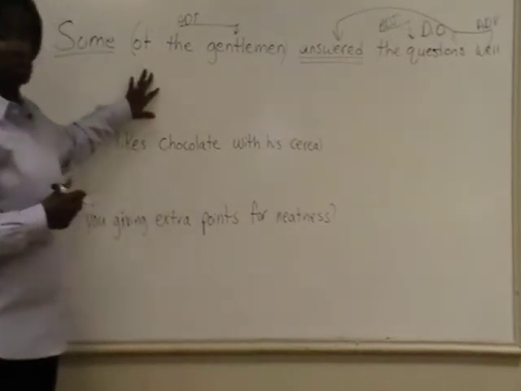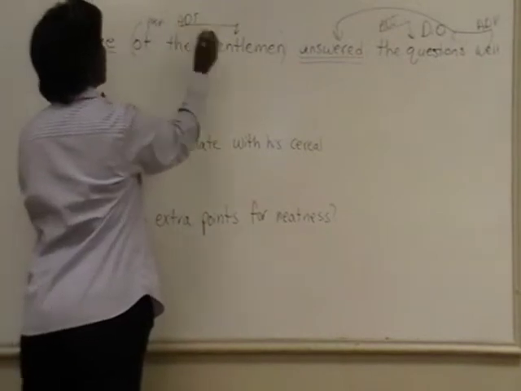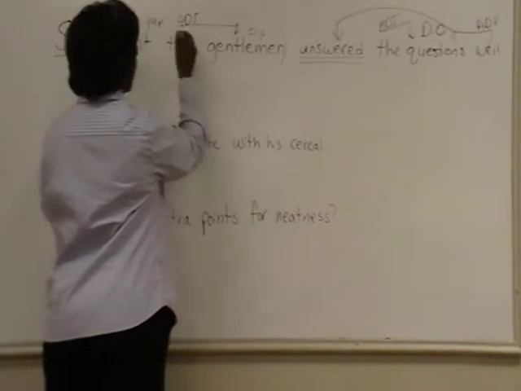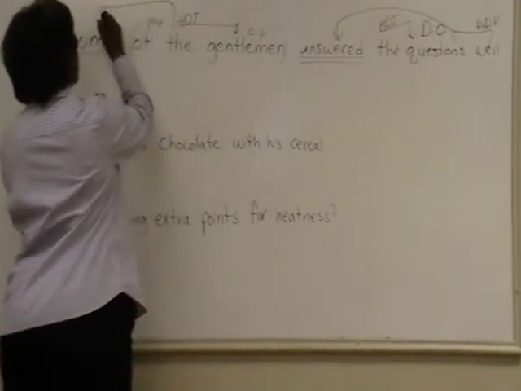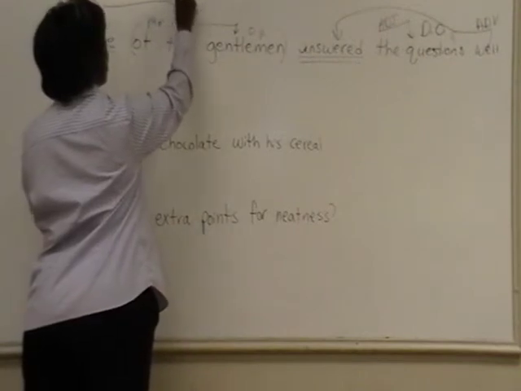We also have to determine what to do with of the gentleman. Of the gentleman is a prepositional phrase where we put our preposition here and our object of the preposition over here. But all of this phrase is telling you which gentleman, so this is going to have to be an adjective phrase.